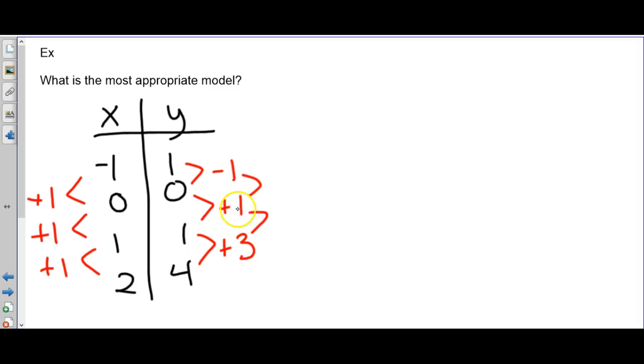So from -1 to 1, I have to add 2. From 1 to 3, I also add 2. This time we are matching. When the second level matches, this is a quadratic. So if the first level had matched, it'd be linear. If the second level matches, it's quadratic.